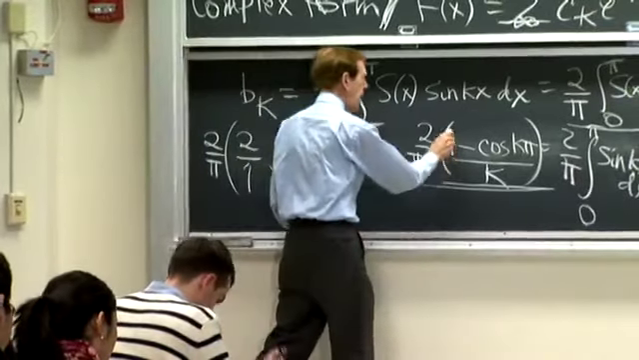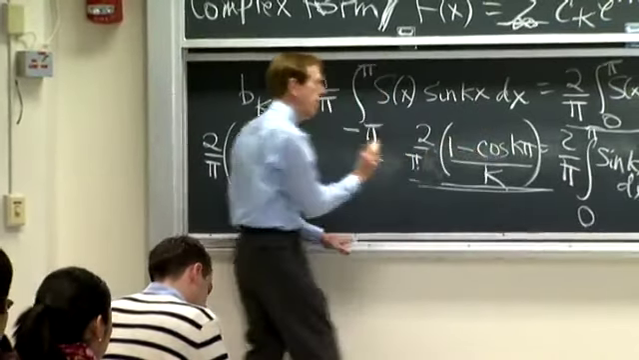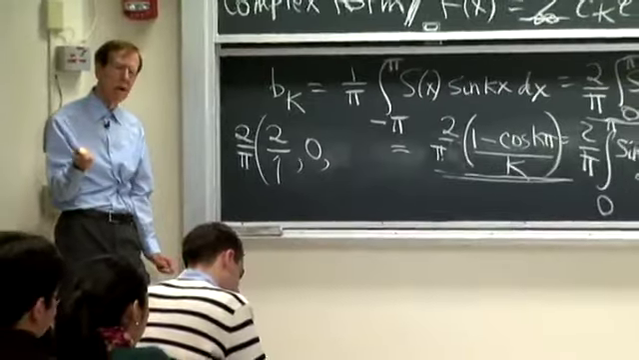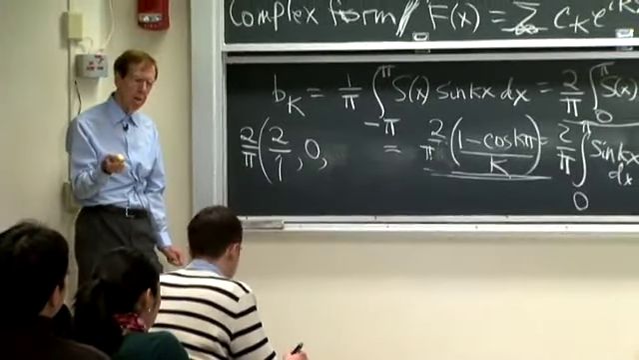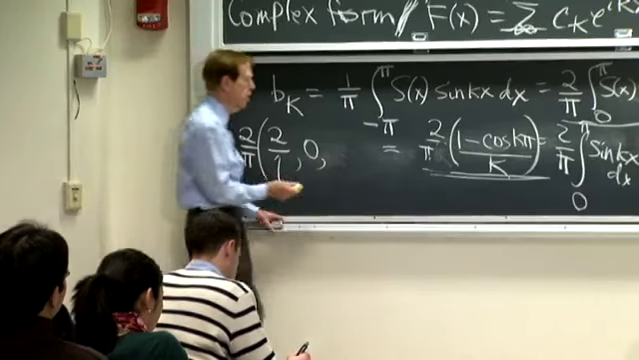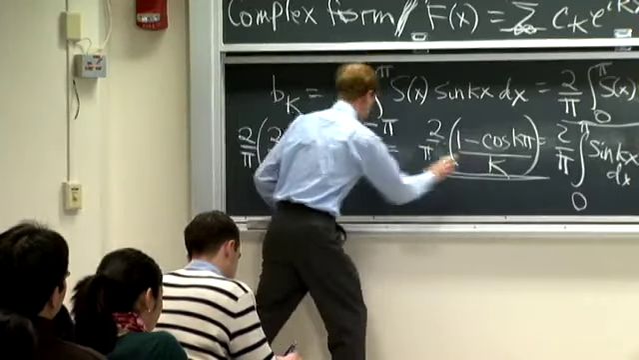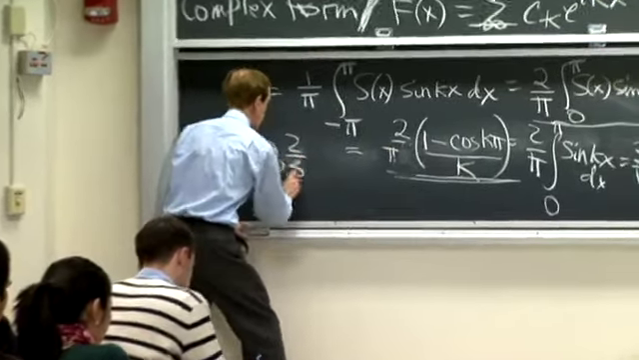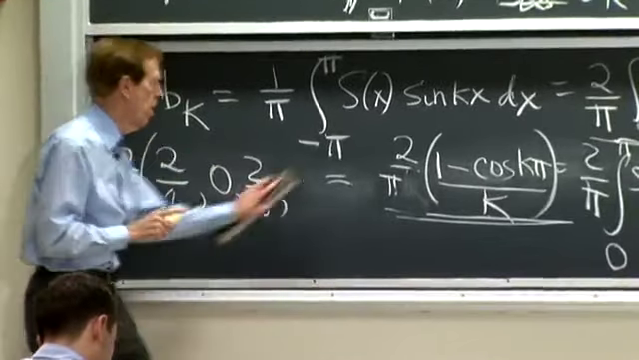So now b3, I have 1 minus the cosine of 3 pi. What's the cosine of 3 pi? It's -1 again, right? Same as the cosine of pi. So that gives me a 2, and now I'm dividing by 3, 2 over 3. All right, let's do 2 more.